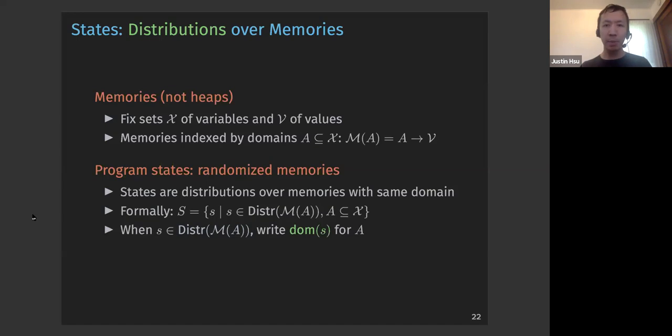Hopefully this setup is clear. I want to clarify here that we're not talking about heaps, so we're not talking about partial maps from addresses to values. I'm really fixing a set of variables and talking about distributions over memories of these variables. I believe it's possible to extend everything we're doing to also work with heaps, but it seems like an orthogonal extension. We're focused here just on talking about disjointness as independence and not disjointness as heap separation.